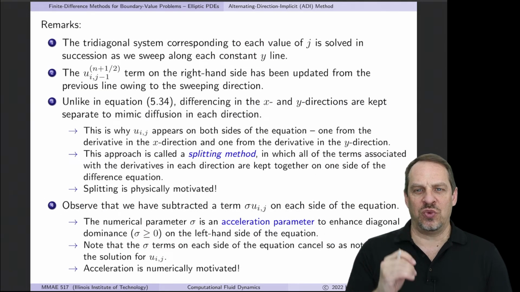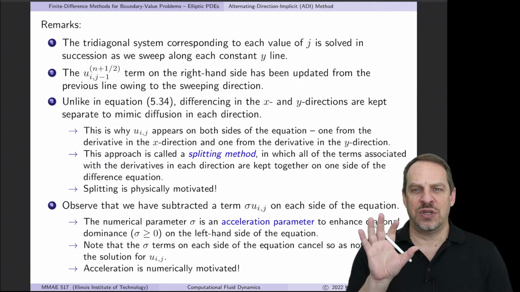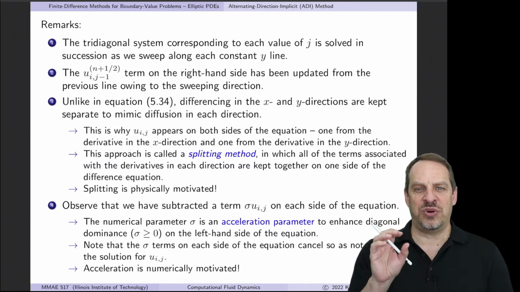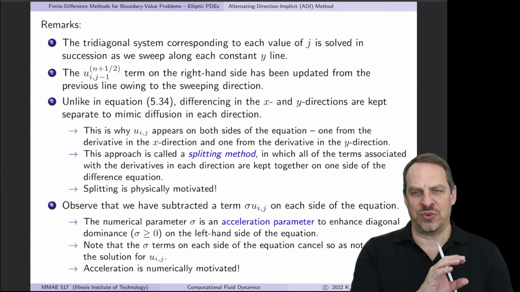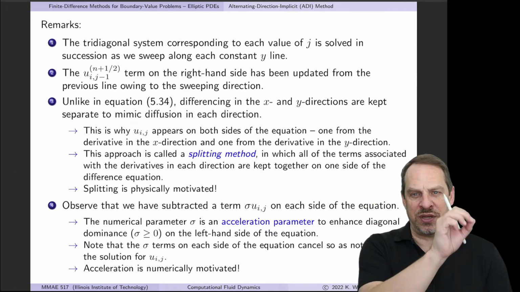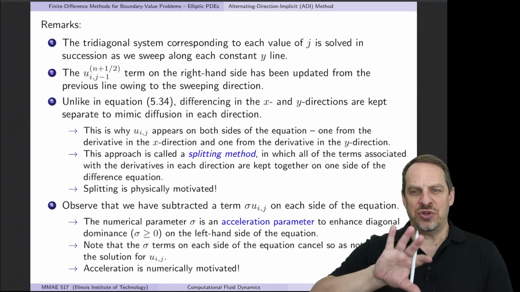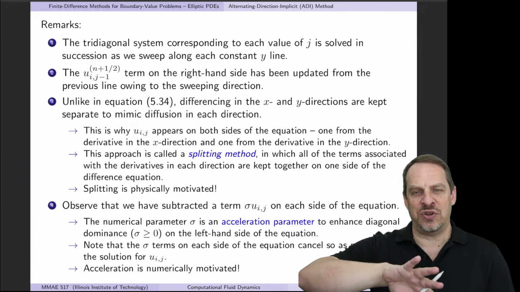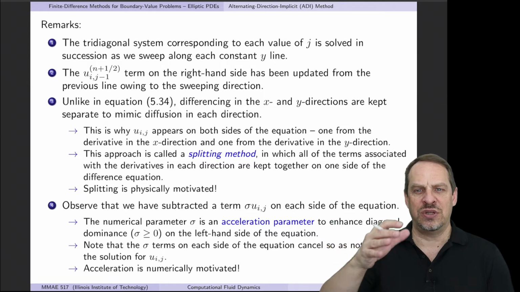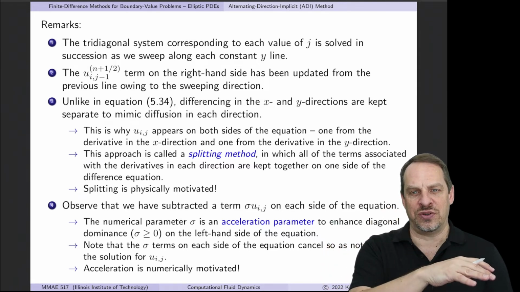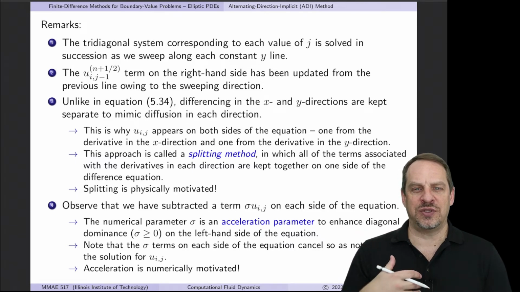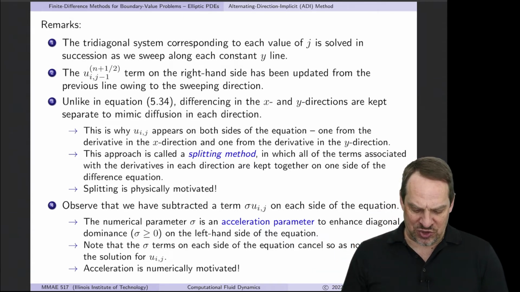So let me address this splitting where I keep uij on both sides of the equation. Remember the original differential equation is the second partial of u with respect to x plus the second partial of u with respect to y. So the second derivatives, when we use second order accurate central differences, we'll have a minus 2 uij from both of those terms. What we're going to do is split them and keep everything having to do with the x derivatives together on one side of the equation and everything having to do with the y derivatives on the other side of the equation. So this is physically motivated. It's intended to mimic numerically the physical diffusion in the x direction, diffusion in the y direction. So again, we call that the splitting method. Remember, this is physically motivated.